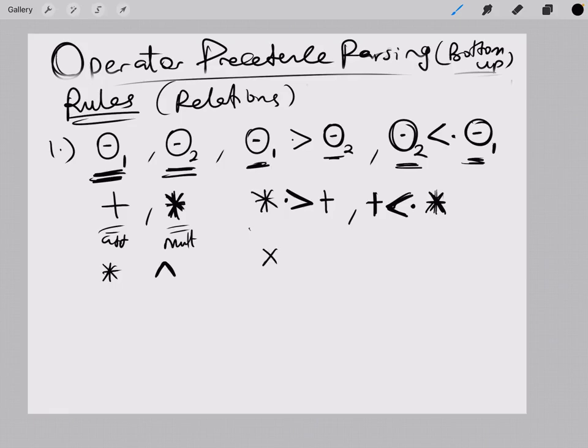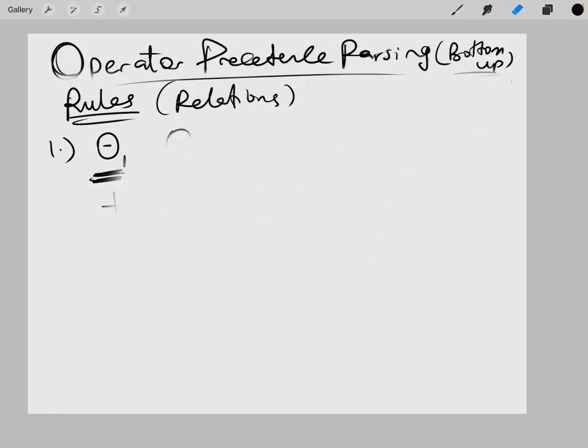Star will yield precedence to this guy, and if this guy comes first, the exponential, it will still take precedence over star. Know the rules. We'll apply them soon, but you need to know the rules, so that when we are looking at the table and the relationships, we will know exactly what we are doing, because these influence our parser's decision.